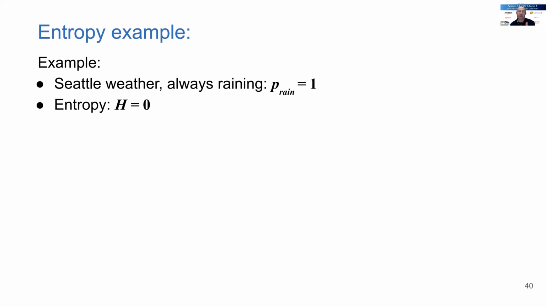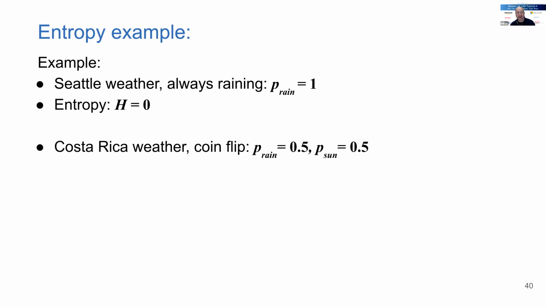So uncertainty of this random variable, there isn't any because we know its value. It's always 1. Now, Costa Rica weather is apparently a coin flip. It rains half of the time and it's sunny half of the time. So now there is information to be gained. When I get out and look at the weather, it may be raining, it may be sunny. I don't know which one it is. I know the probabilities are 0.5 for each, so it's even.